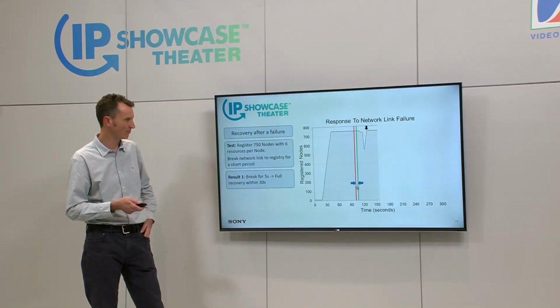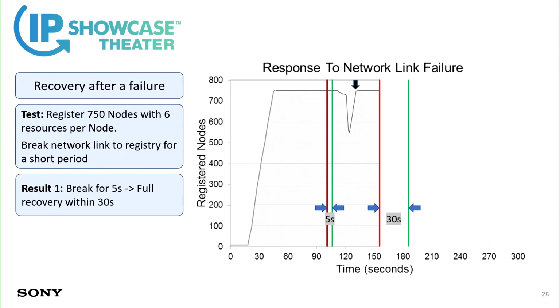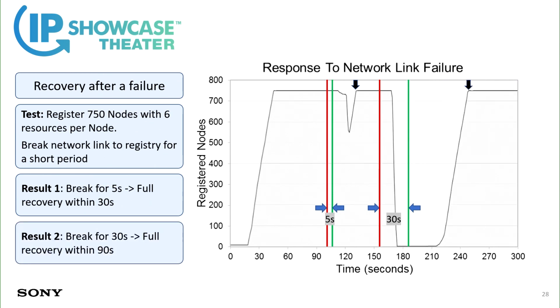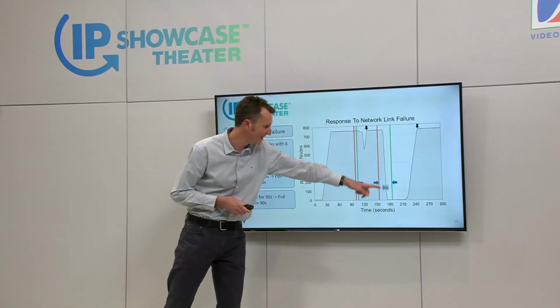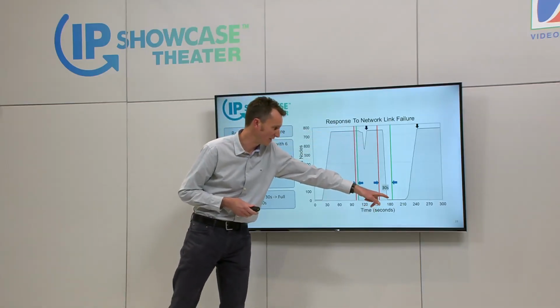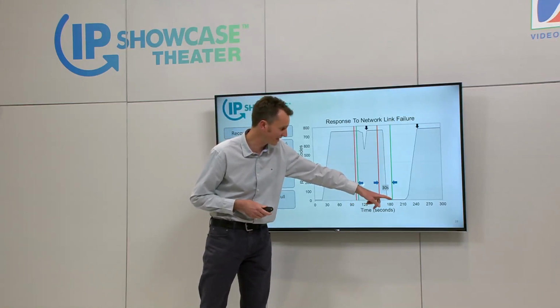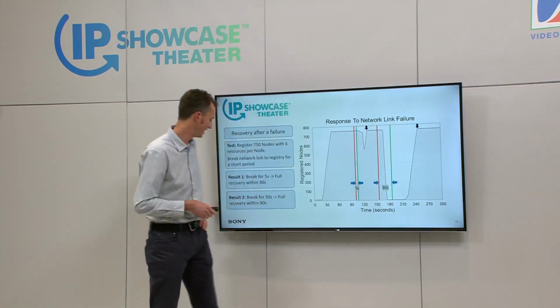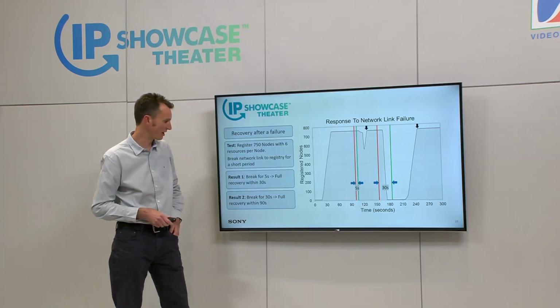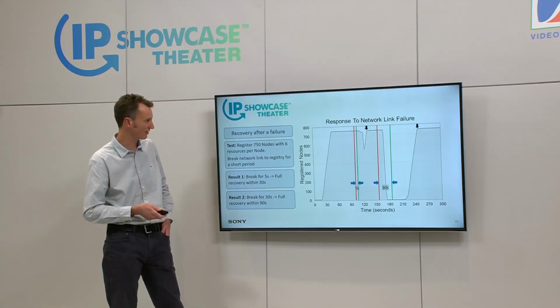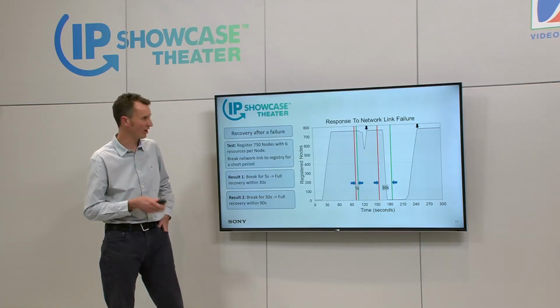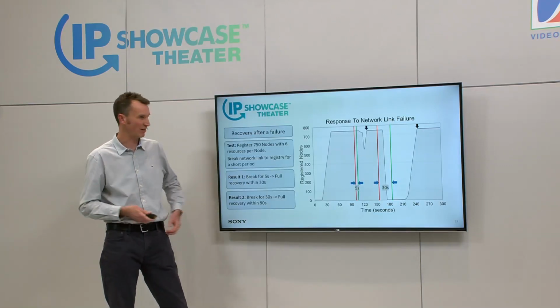We then virtually pulled the plug on the registry for a slightly longer period, 30 seconds. This time, this well exceeds the 12-second registry expiry interval, so rightly, the registry expired all the nodes. Once we'd virtually put the plug back in, it took a little while for all the nodes to rediscover the registry and register themselves again. Full recovery took 90 seconds this time, which isn't too bad. Ideally, we'd recommend some redundancy on the network so you have a backup registry as well.